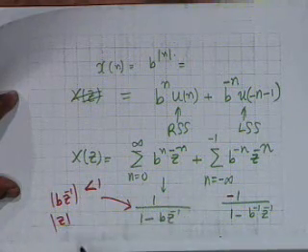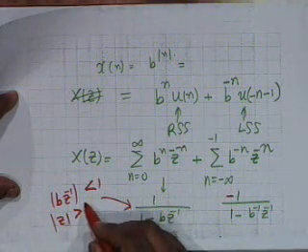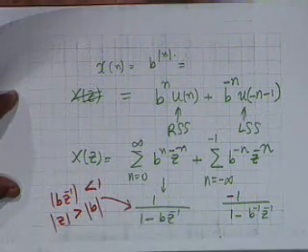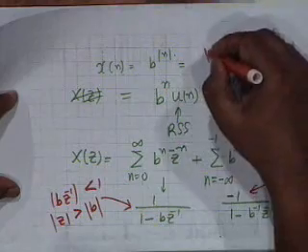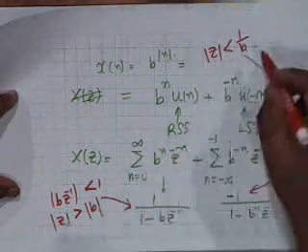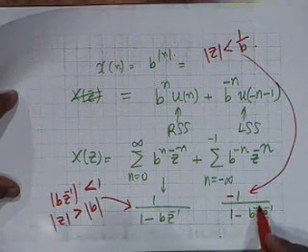For the first term, the ROC is mod z greater than b. Isn't that right? Mod z greater than b. And for the second term, what is the ROC? Mod z less than 1 by b. That is correct. This point must be noted, that there is a b inverse here.